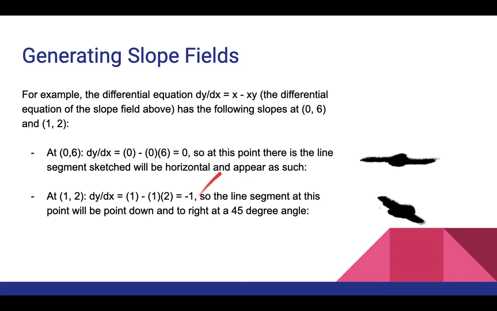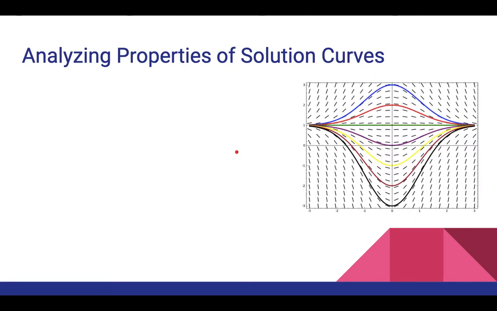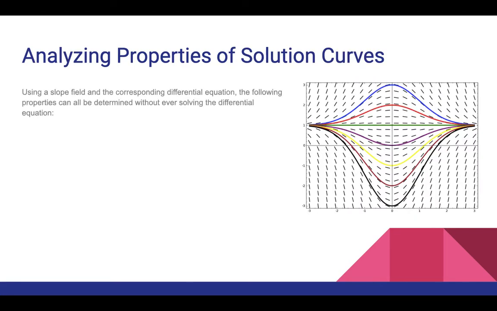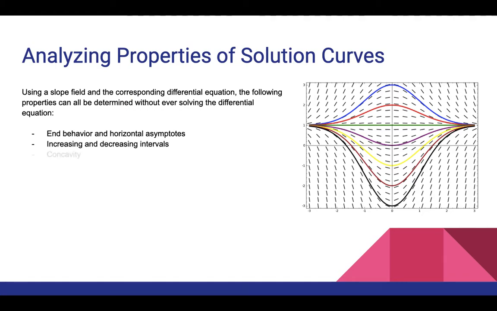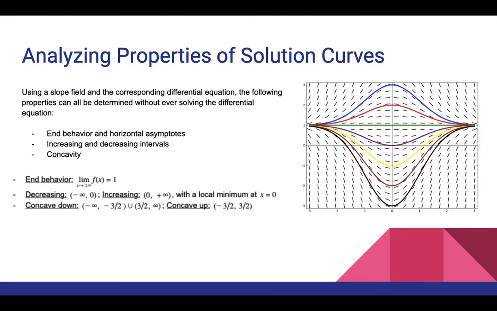Okay? Note here that this is useful, that we can determine the slope of the tangent line, and we can determine where we have horizontal tangent lines without solving this differential equation, which is a very, very useful tool for us. Okay? So, analyzing properties of solution curves. Using a slope field and the corresponding differential equation, the following properties can all be determined without ever solving the differential equation: end behavior and horizontal asymptotes, increasing and decreasing intervals, and concavity.